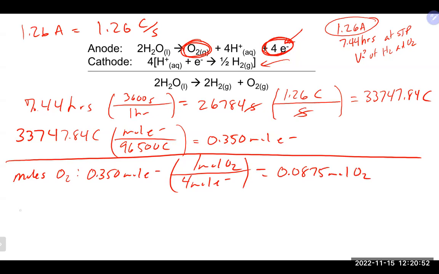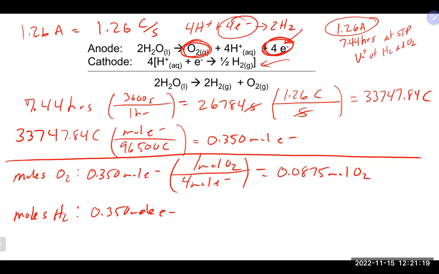Now, if we do the same thing here for hydrogen, we got 0.35 moles of electrons. From the half reaction here, if we multiply the 4 across in that half reaction, we end up with 4H plus 4 electrons gives us 2 H2s. So it's basically 4 electrons to 2 moles of hydrogen.